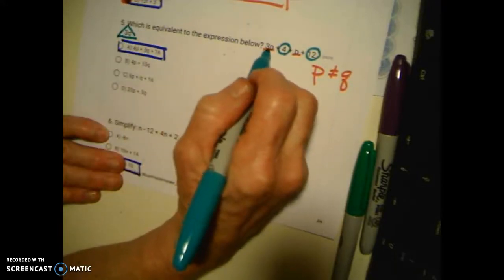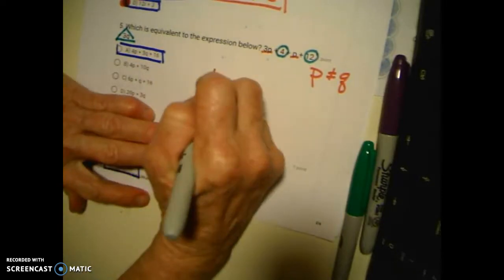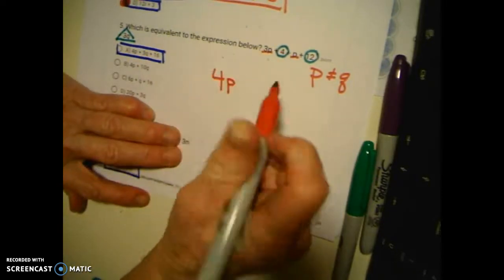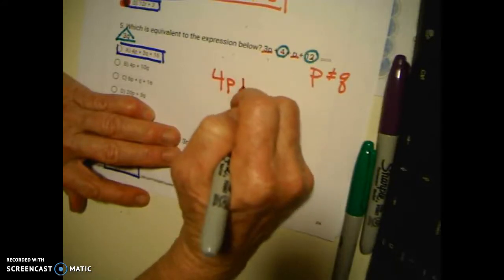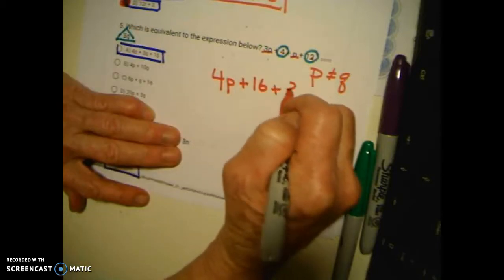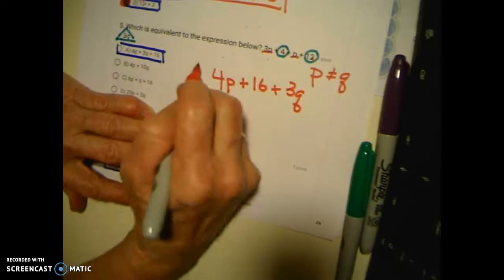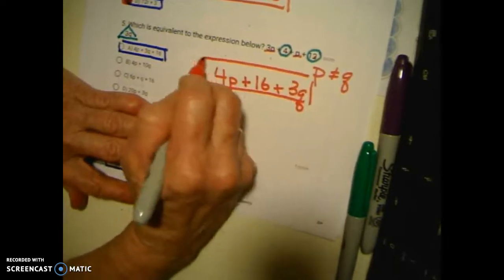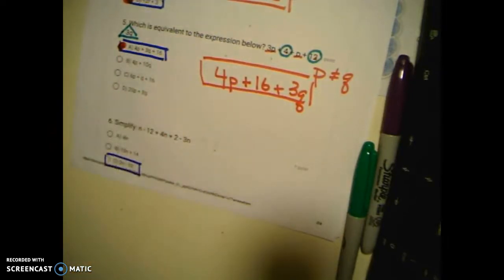So I can add my 3p plus 1p. That gives me 4p. Then I can add my 4 and my 12. That is 16. And then I have this lonely 3q, the very end there. It doesn't matter which order I put it. This is still the correct answer. A for number 5. Number 6.